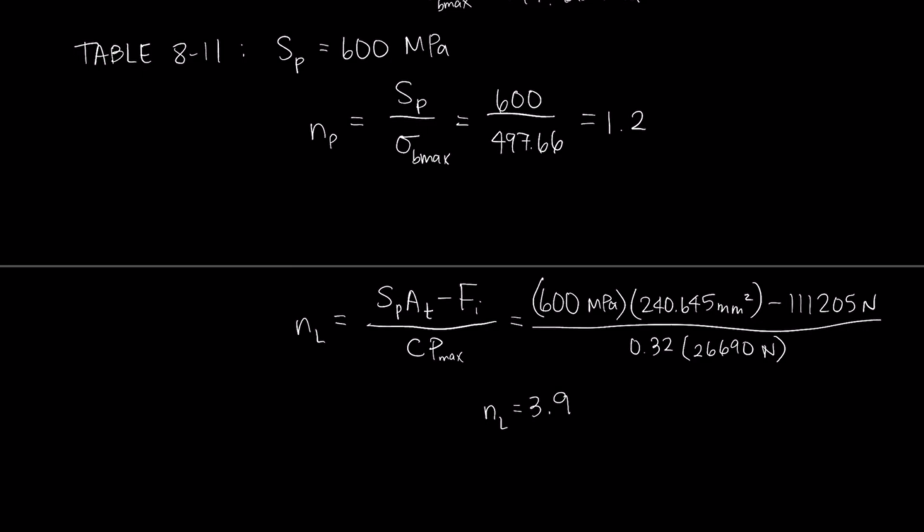Okay, and for the load factor, we got a much higher number. We got 3.9. And what this factor of safety means is that we can apply 3.9 times the external load without exceeding the proof strength of the bolt. So this is really just an indication of the overload on P that we can withstand.